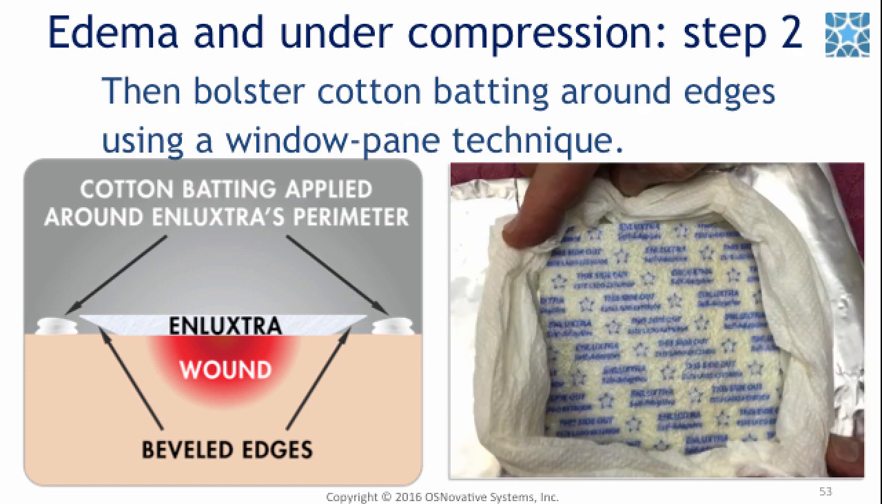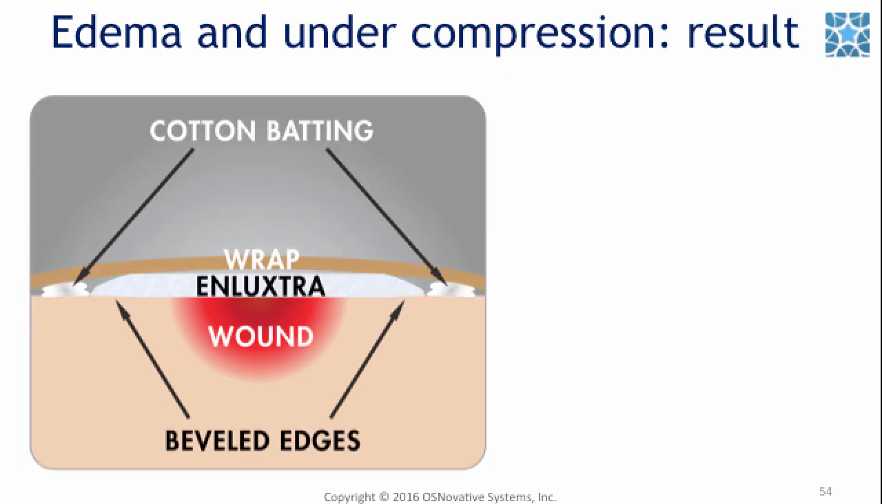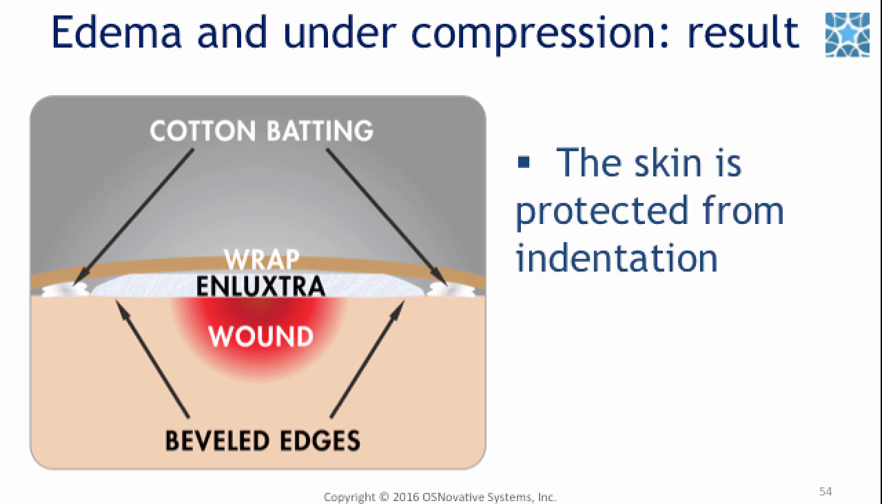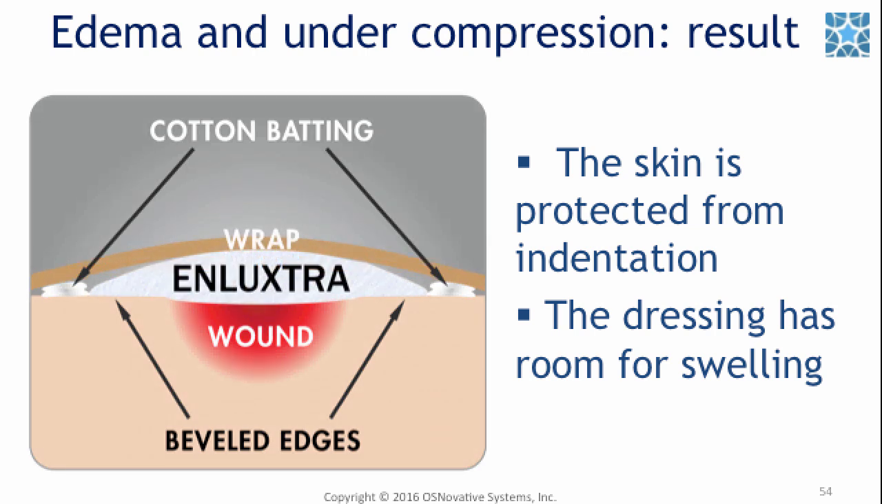Then, bolster cotton batting around the dressing perimeter and level out the transition from the dressing edge to the skin. This will further reduce and redistribute the compression bandage pressure on the dressing edge. Now, apply compression bandage. This bevel and bolster technique will help protect the delicate skin from dressing edge indentation and give the dressing room for swelling when it absorbs exudate.